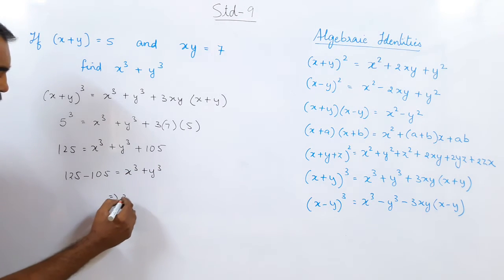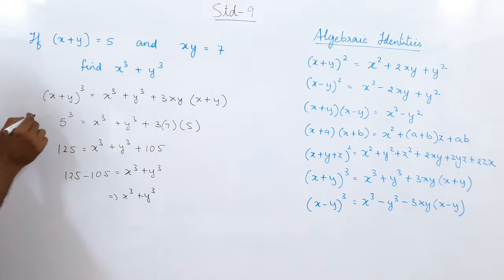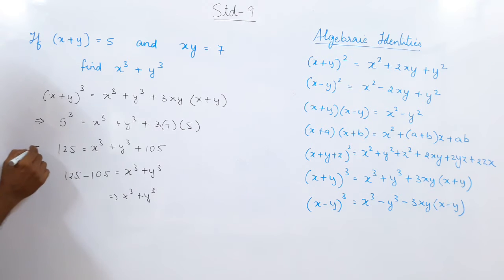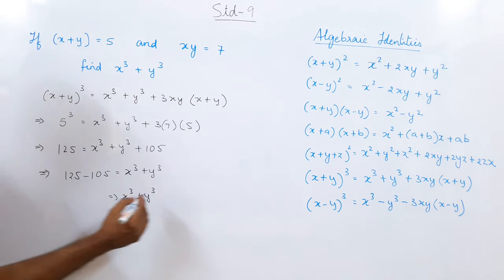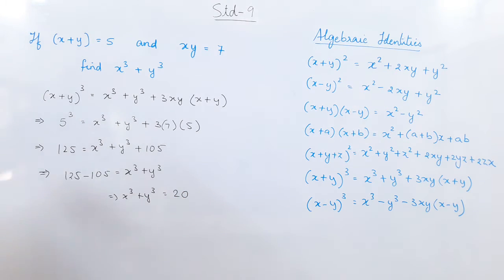So this implies x cube + y cube. Yes, I should put an imply sign everywhere. Why the imply sign? Because we have got an equal to here. Equal to 20. So as an MCQ, this question can be asked. If x + y = 5 and this, find x cube + y cube, so we get the answer 20. I have just put the values, calculated and got the answer, right? So this was a very simple sum.